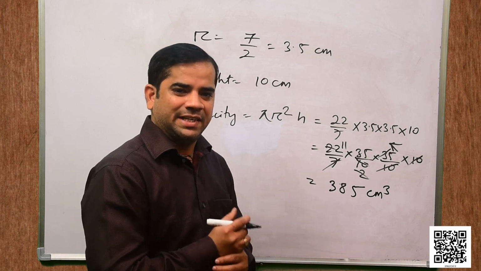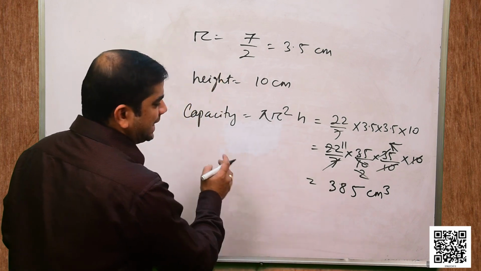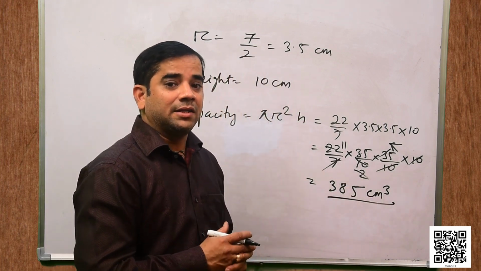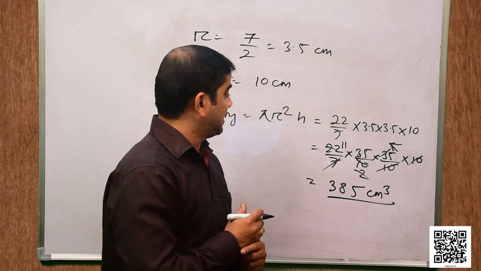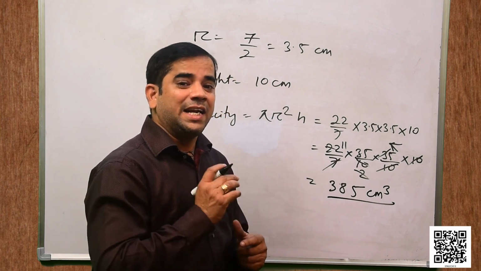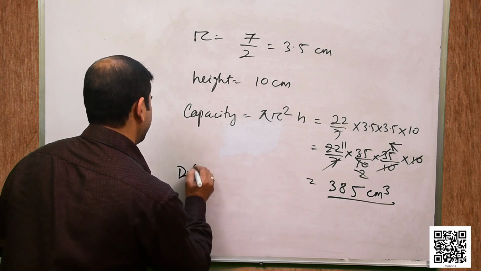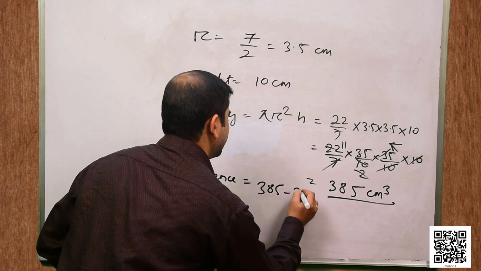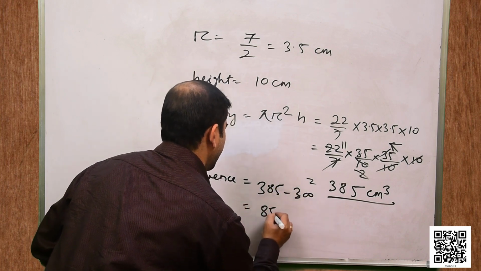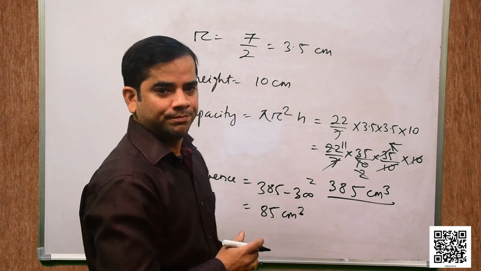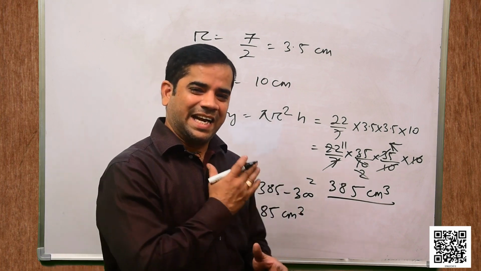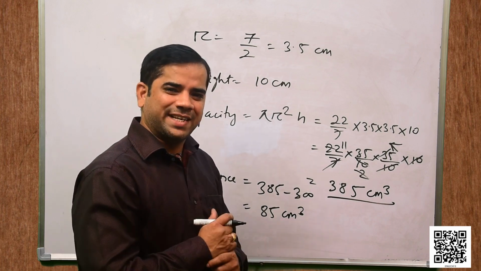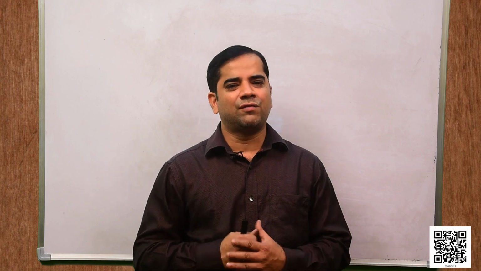So the capacity of the cylinder and the capacity of the can gives us the difference of capacity, isn't it? The capacity of the cylinder is found to be 385 centimeter cube and the capacity of the tin can was 300 centimeter cube. So the difference is 385 minus 300, that is 85 centimeter cube. Hence the cylinder has greater capacity by 85 centimeter cube. Hope you understand. Let us now discuss question number 4.